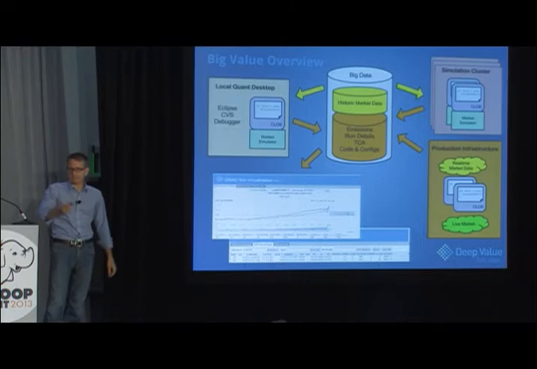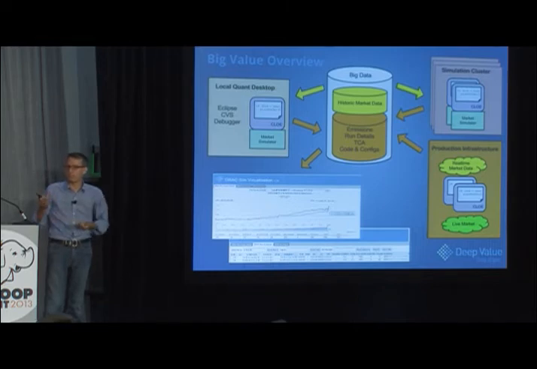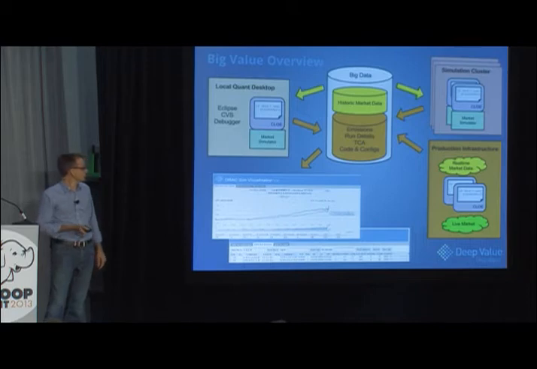And then the pink environment is a simulation cluster. This is either an EC2 cluster, or we built our own cluster, and we now have our own 50 machine cluster that we built because EC2 was costing us too much money. And then we have the production infrastructure, the thing that's really wired up to the market data and the market, and actually trades. So it's these 3 environments.